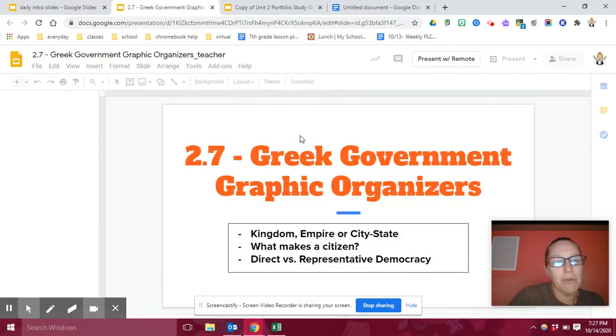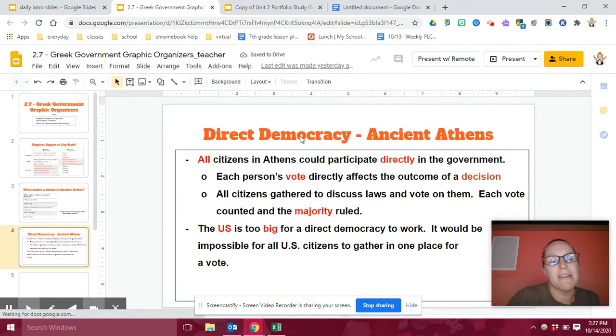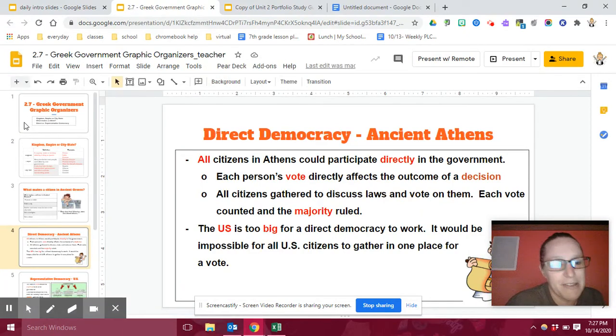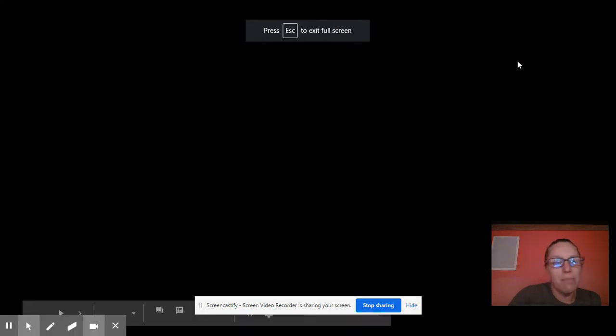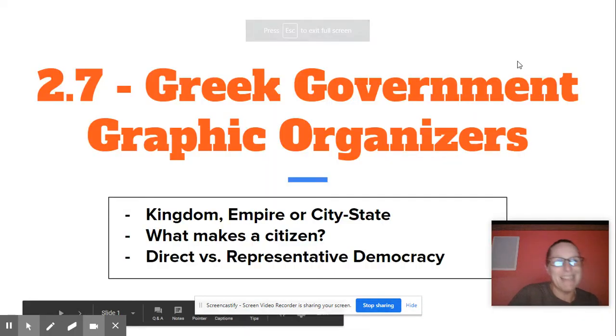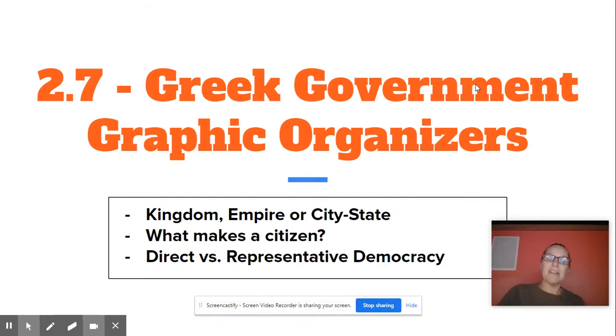All right, so we're moving on to Greek government. One of the biggest things that the Greeks gave us was democracy, and we're going to start touching on that here today. All right, so let me go ahead and present this, and remember at any time, pause, fill in the blanks, and then continue on. All right, so we're going to cover kingdom, empire, or city-state, what makes a citizen, and direct versus representative democracy.